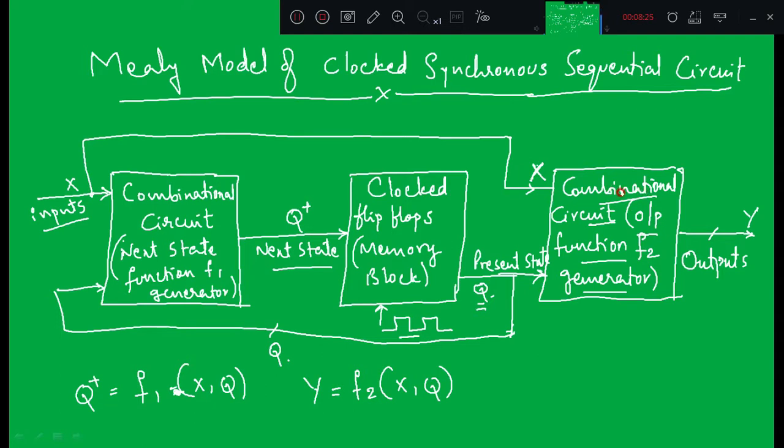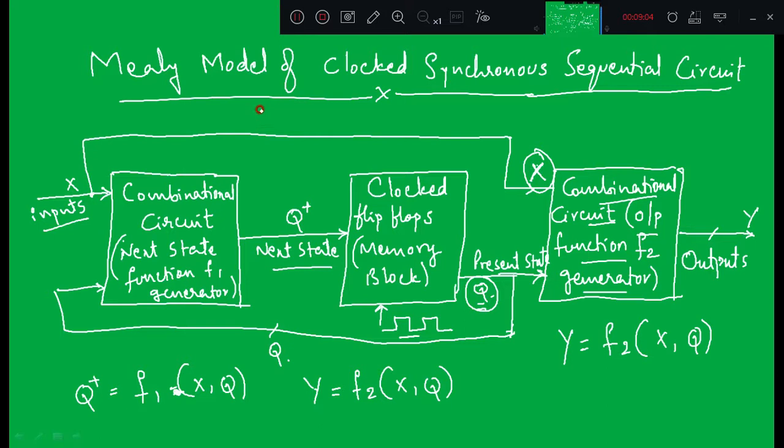Now the third block is the same combination circuit, or it may be a different one, right? Combination circuit, output function F2 generator, for which the inputs are capital X and capital Q, right? So Y is a function of capital X and capital Q, right? So this is a Mealy model. Why is it called Mealy model? Here the output is going to be a function of the present input, that is X, and the present state, that is Q, right?